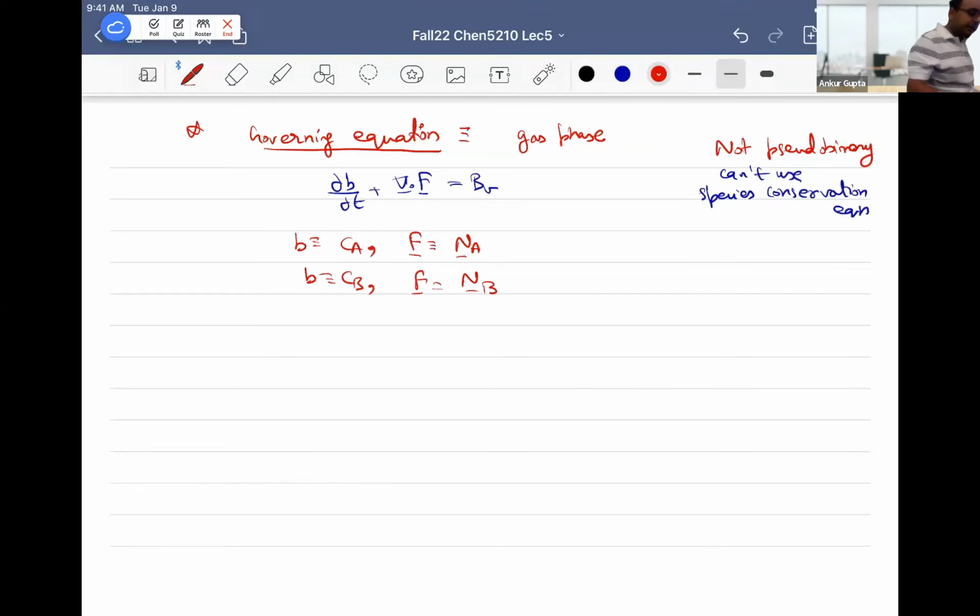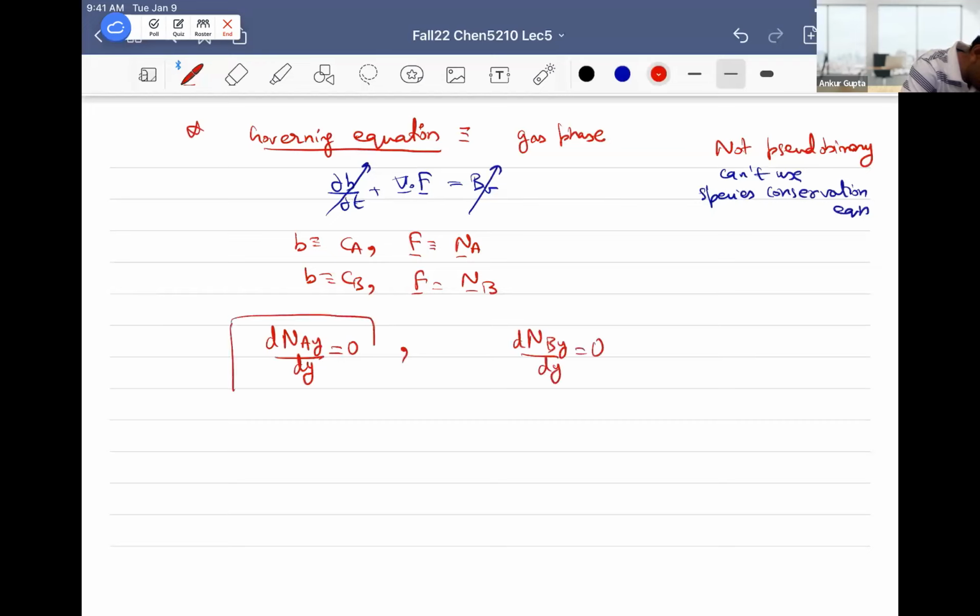Is there a del C by del t term? No, because we are doing this at pseudo steady state. If I did not make that assumption, yes, there would be such a term, but I can remove it. Is there any volumetric generation? No, there is no volumetric reaction or generation of acetone or air. So I get del dot N is zero, and it's a 1D problem, so I get d N A y by dy is zero. These are my governing equations.